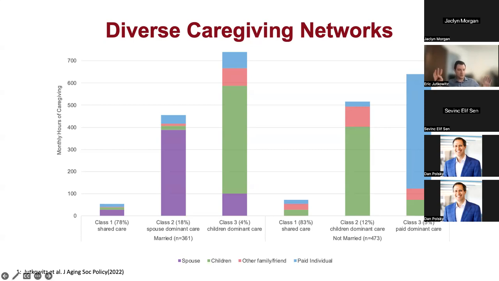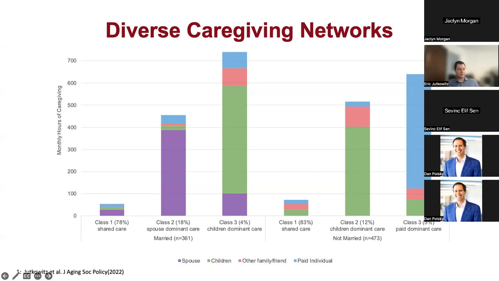What we can see in both of these is most people with dementia belong to this shared care class. So they're receiving care from a number of individuals. There's not really a dominant person providing that care. And while in the shared care class the amount of care they're receiving is low relative to the other groups in the figure, overall, this is a fairly high amount if you were to compare it to an average older adult without dementia.